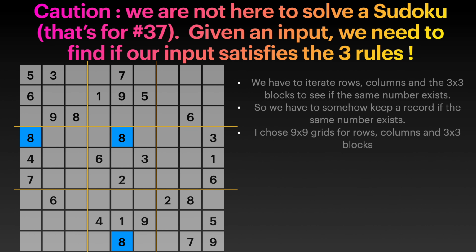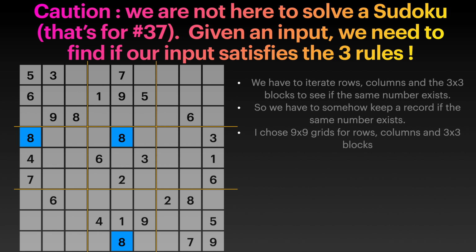The way I did it is I basically had 3 9 by 9 grids, so matrices. The first one is for the rows, the second one is for the columns, and the third one is for the blocks. It may not make sense, but just bear with me.